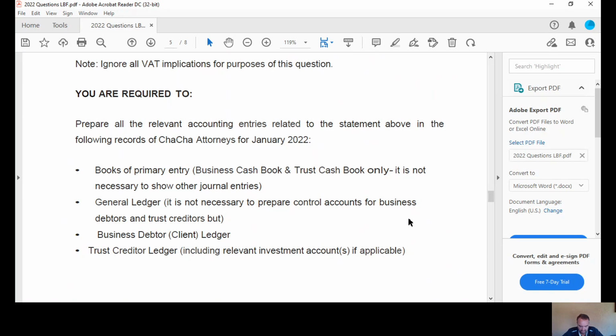Then we have Mr. Trevor, business debtor. We have an income and a fee account. We're going to have our section 86.4 investment. We're going to open an account for the LBF for their 5% they earn on the investment. We're going to have Trevor Trust Ledger, and we're going to have Benedicta Trust Ledger. So we're going to split between the buyer and the seller. Okay. So let's have a read through the question.